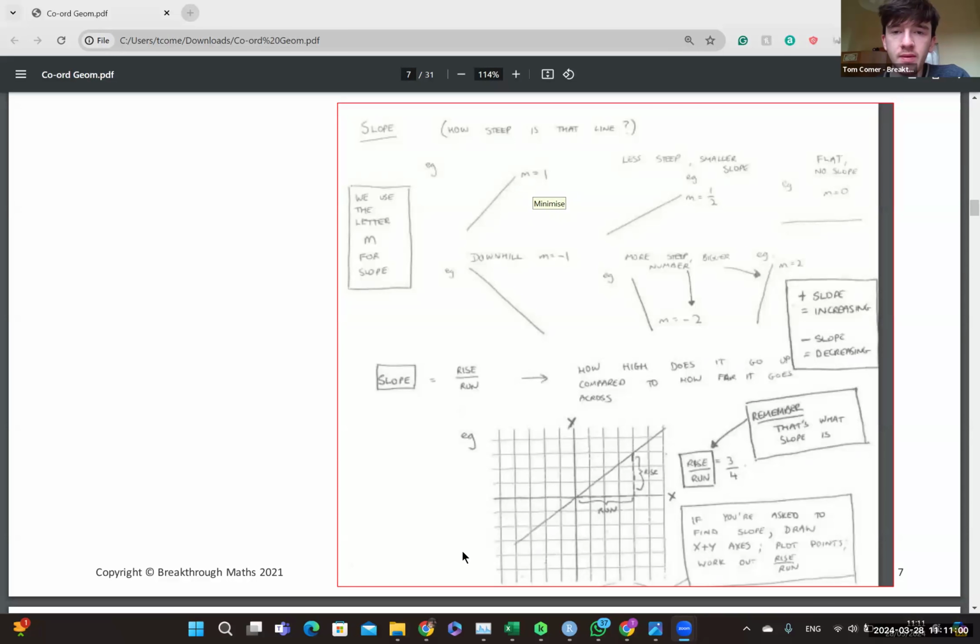Incline, decline, that's exactly what we're thinking. Really, really good. Steepness of a line is absolutely correct. That's exactly what we're looking for, guys. It's how steep that line is, and the number associated with the slope. So the gradient tells us how steep a line is.